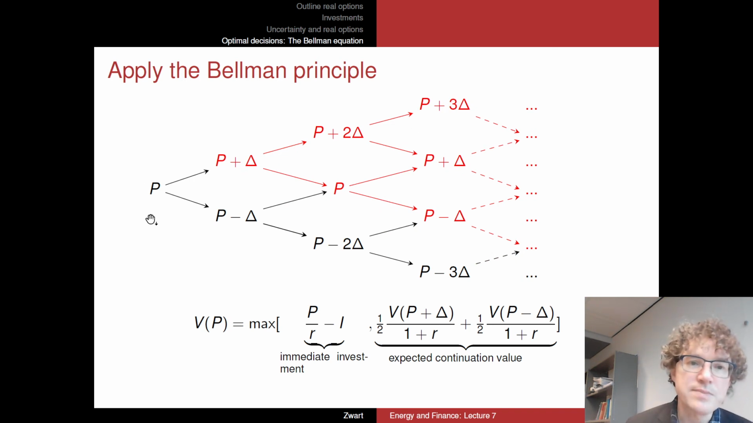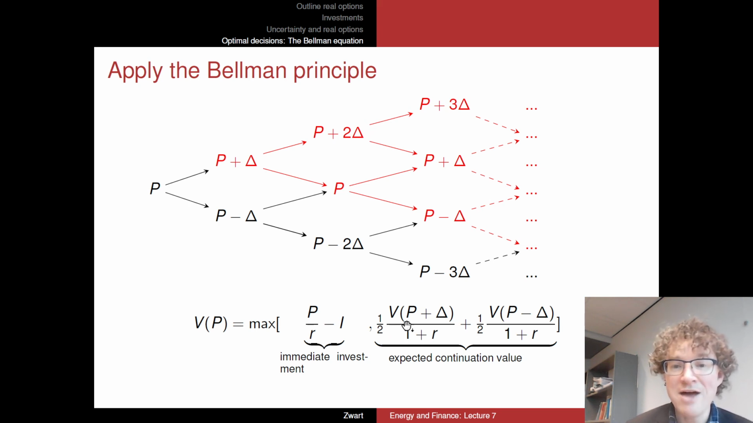So the value of the project at the initial date, V of p, what should that be? Well, we make a decision today. So this decision today is we might make immediate investment, and on average this will give us p over r minus I, because on average the price will not move, because these probabilities were 1/2, if you remember. So that's what we get if we make the immediate investment. If we do not make the immediate investment, we'll wait. What do we get if we wait?